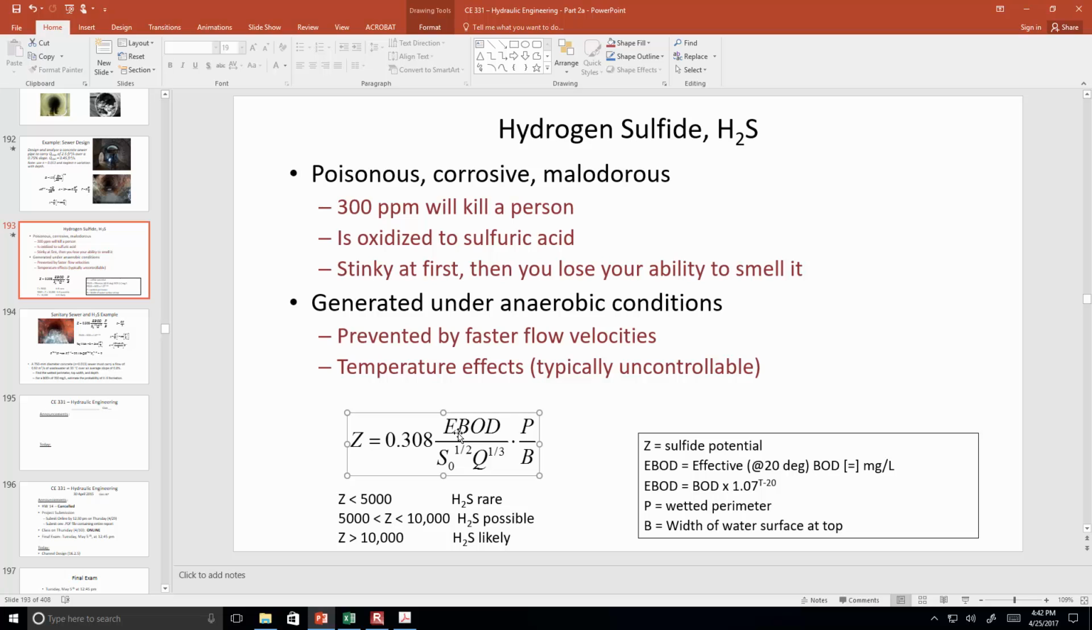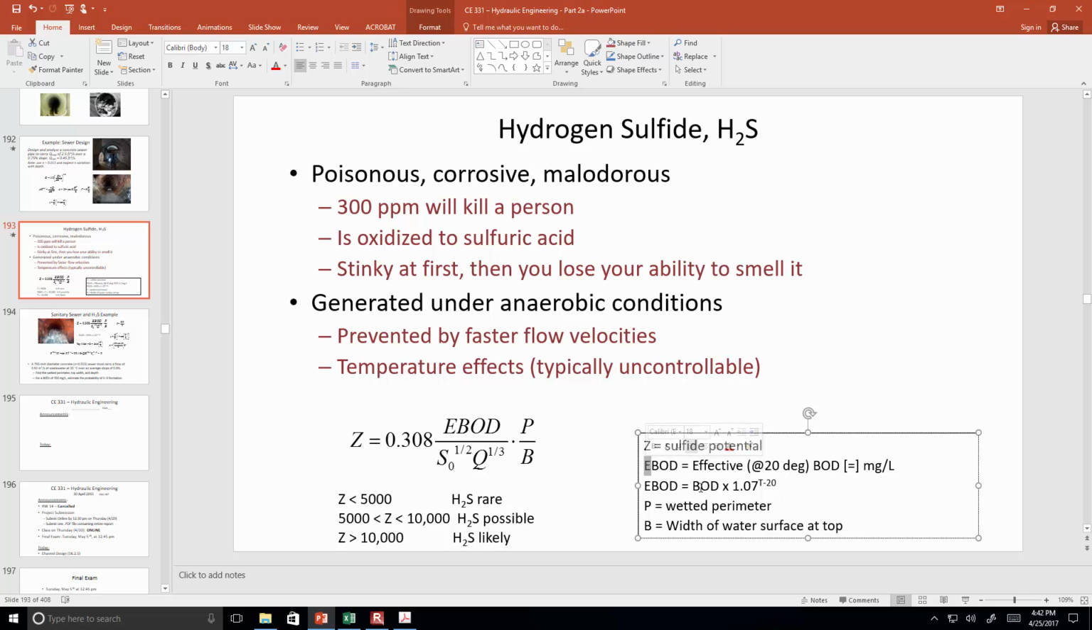Now this EBOD is an environmental factor related to something called BOD, which is biochemical oxygen demand. And that's how much pollution is in the wastewater. One of the ways that they measure pollution is how much oxygen would be required for bacteria to break down all of the organic material in the wastewater. And so the E means effective BOD, where we're just adjusting the BOD as a function of temperature.